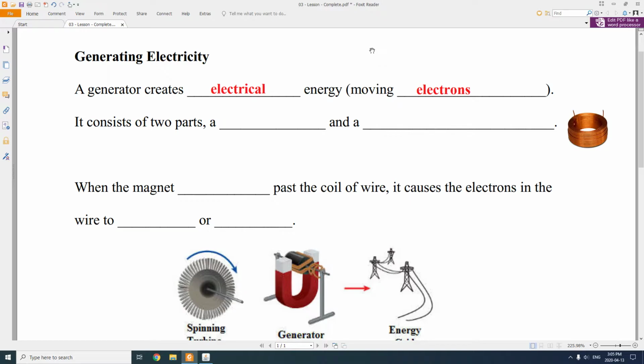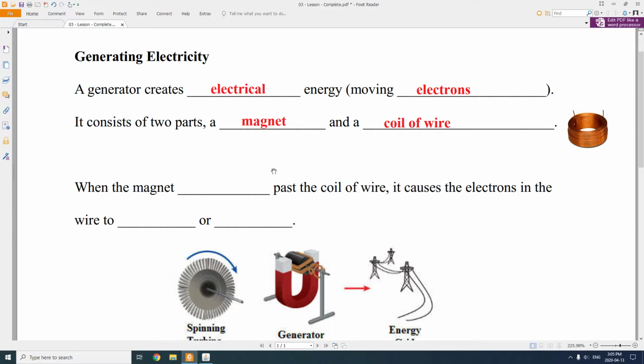But a generator is really simple. It only has two parts. It has a magnet and a coil of wire. So for example, if you took a copper coil and you just went around and around and around, hundreds or maybe a few thousand times, and then came back out again, a coil of wire.